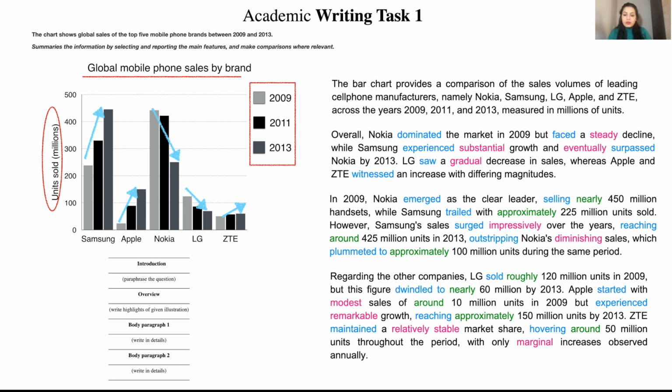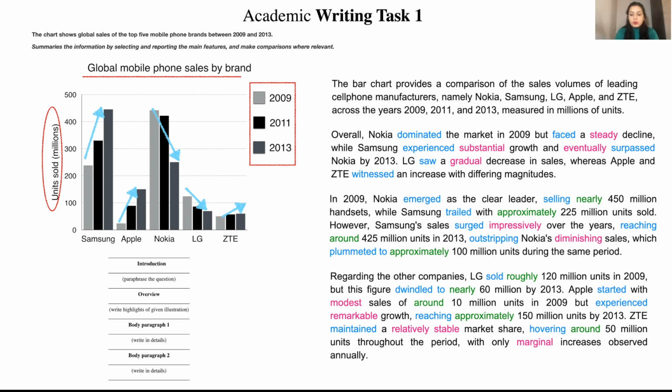Apart from that, if you want to learn grammatical range and accuracy, I have also used some sentence formations here. For example, Apple started with modest sales of around 10 million units in 2009 but experienced remarkable growth. Now I want to show how much, so I want to write 150 million units, right? What we can do is add further information with the help of the ing form. You can put a comma after the sentence, and the rest of the information you want to include, you can put in ing form after that particular verb.